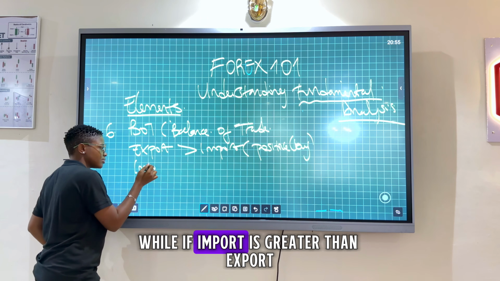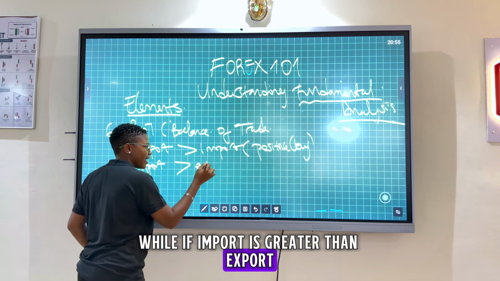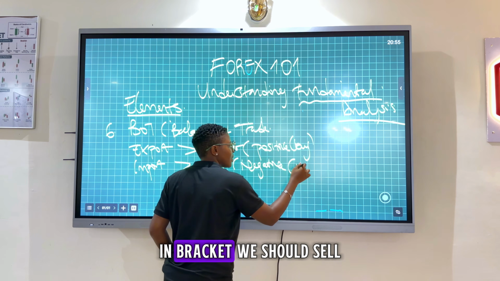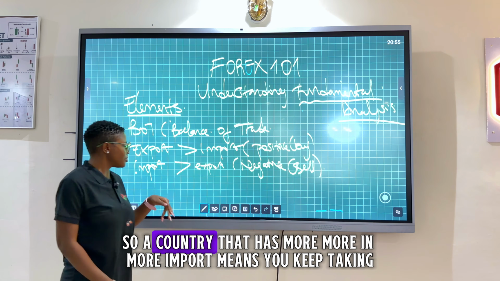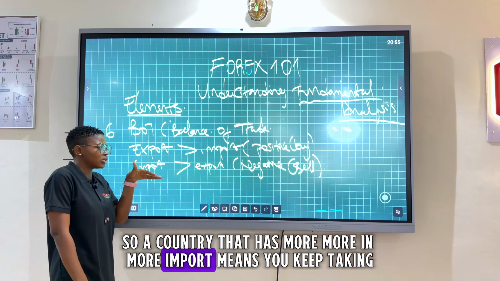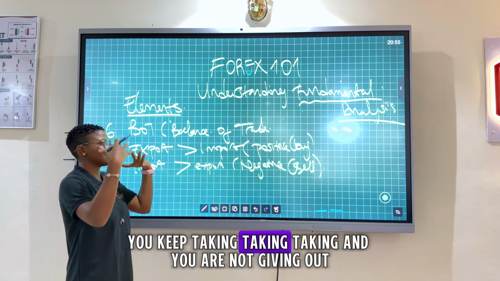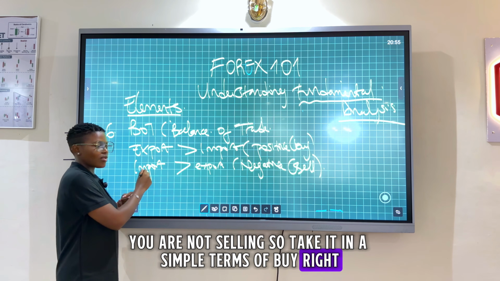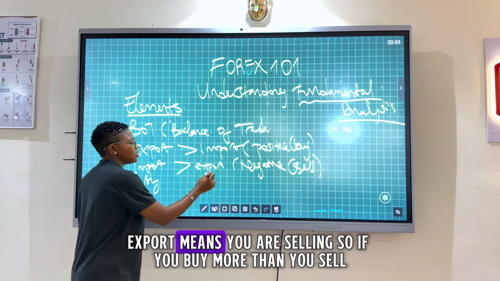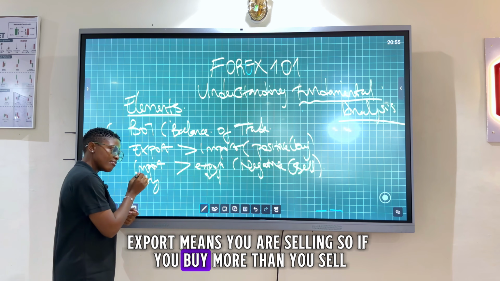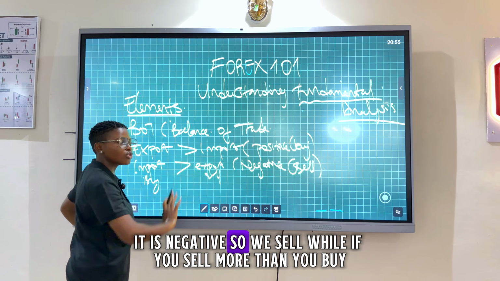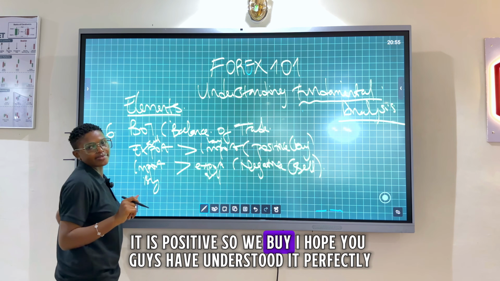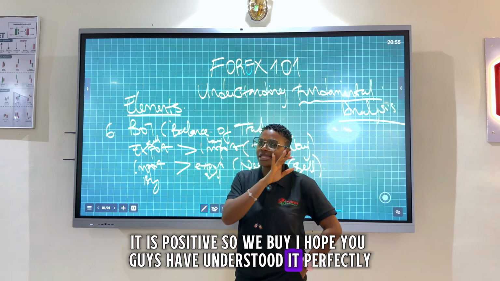While if import is greater than export, it is negative. In brackets, we should sell. So a country that has more imports means you keep taking, and you are not giving out. You are not selling. So take it in simple terms of buying and selling. Import means you are buying, export means you are selling. So if you buy more than you sell, it is negative. So we sell. While if you sell more than you buy, it is positive. So we buy. I hope you guys have understood it perfectly.